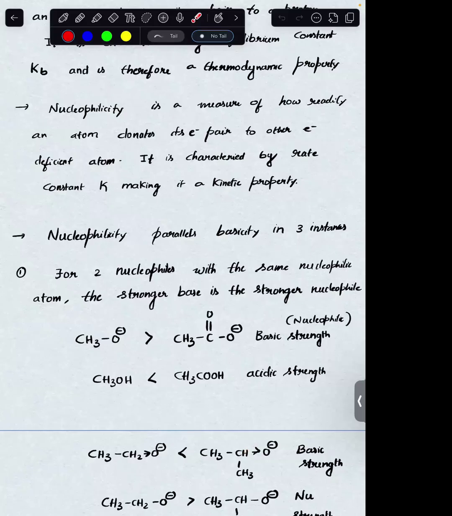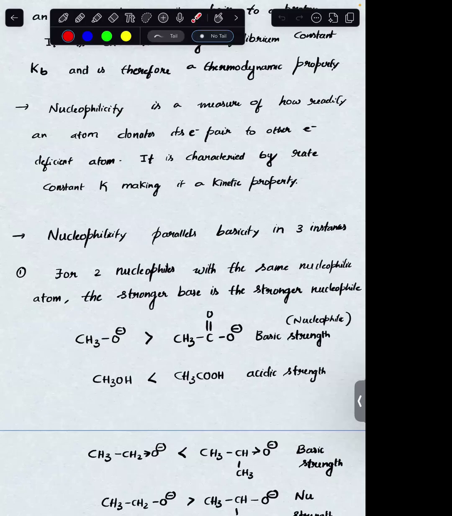Okay. So in this case, if we apply the same logic for two nucleophiles with the same nucleophilic atom, if you observe, this is also oxygen, this is also oxygen, both of them are the same nucleophilic atoms. So if you say that this will be a stronger nucleophile when compared to this, it may not be appropriate. Why is it not appropriate? If you observe, this has become a bulkier base when compared to this.